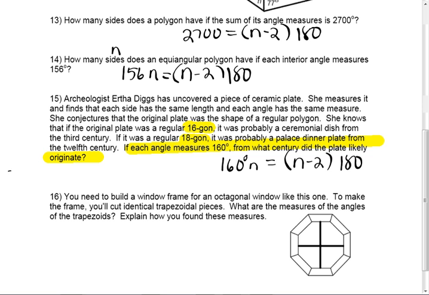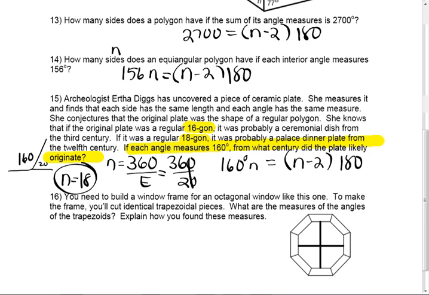If this is 160, what's the exterior? 20. So the number of sides is equal to 360 divided by the exterior angle. I know it's a simple formula, but I don't know if you're using it unless you write it down. So it's 360 over 20. No matter which way I do it, I'm going to get the same answer. N equals 18. Somehow I have to have some work there.